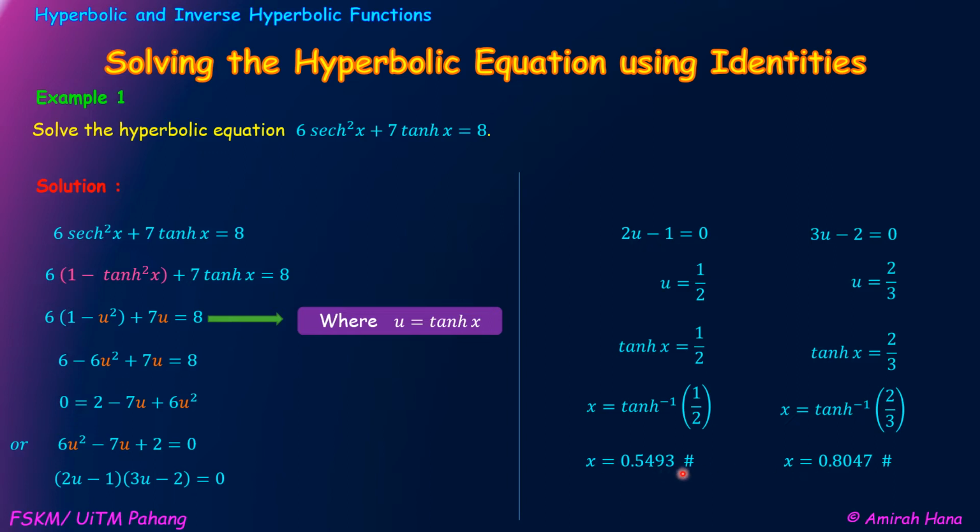To check whether the values of x are correct or wrong, we can substitute the values of x into this equation. If the value of x is correct, then we can prove that the left hand side equals the right hand side.